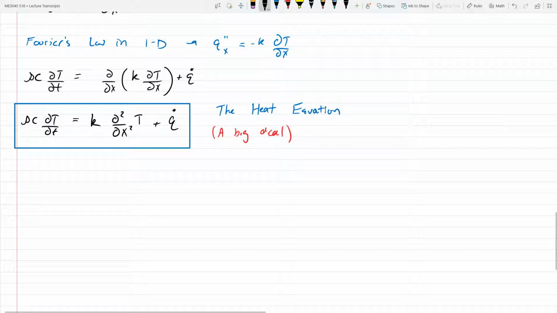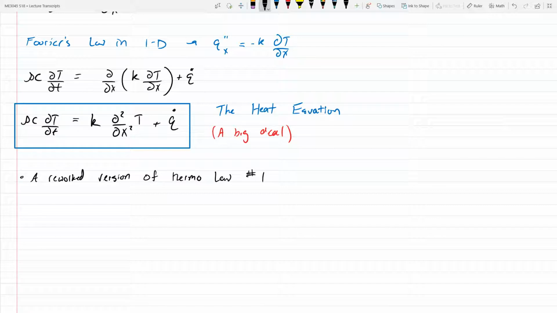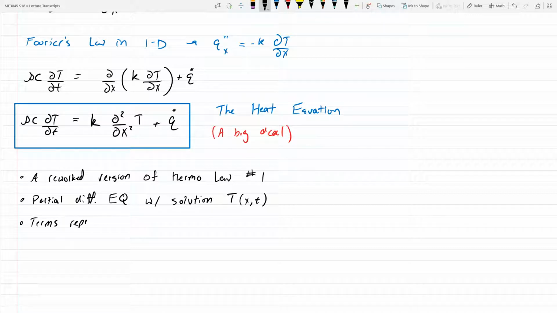So, you know what? I'm going to write down the SparkNotes version of this. This is a reworked version of thermo law number 1. It is a partial differential equation with solution T of x and time. And then the terms in this equation represent familiar concepts.